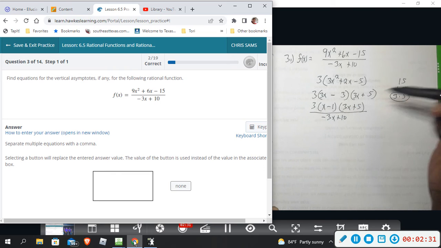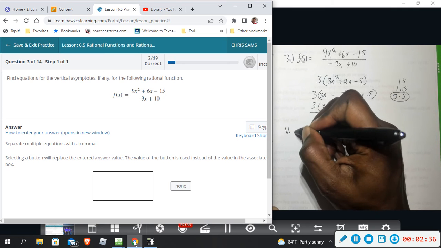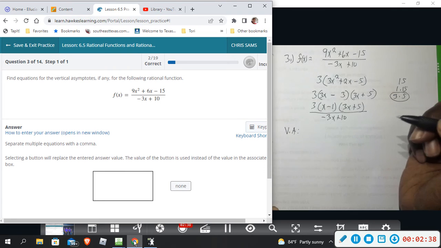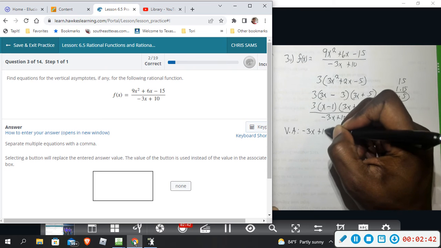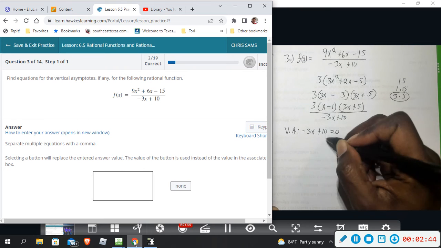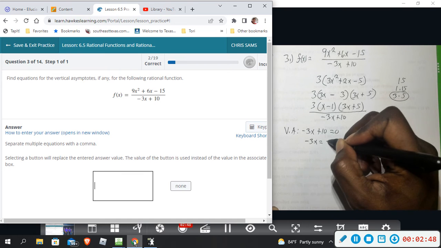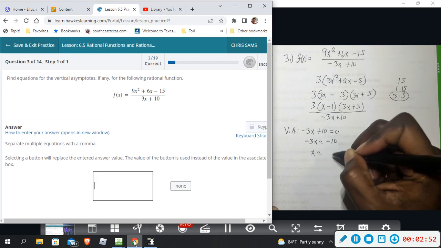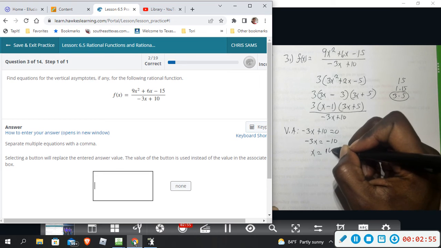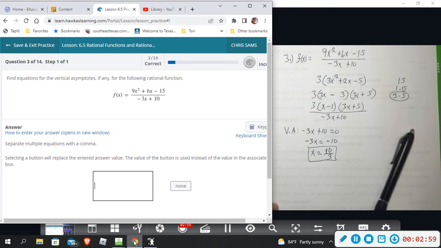So it doesn't look like it reduces out this time, so I can just find my vertical asymptote by setting the denominator equal to 0. So that will be negative 3x plus 10 equals 0. You would subtract 10, that will give you negative 3x equals negative 10. Divide by negative 3, and negative over negative gives you a positive, so you have 10 over 3. X equals 10 over 3.